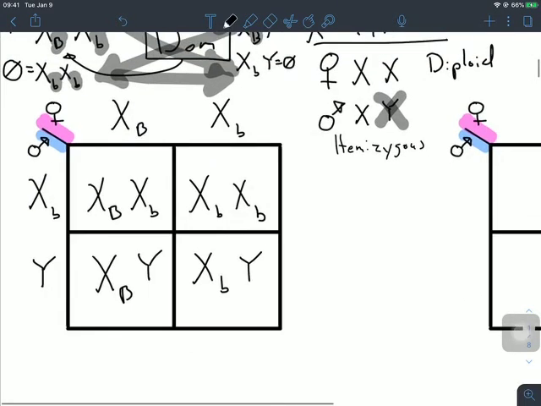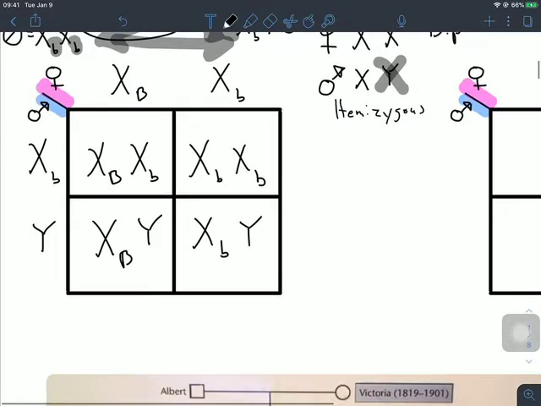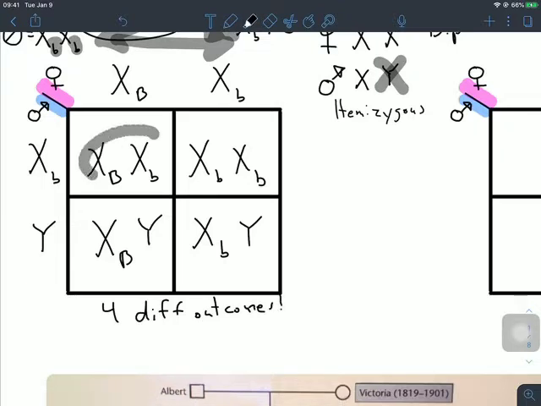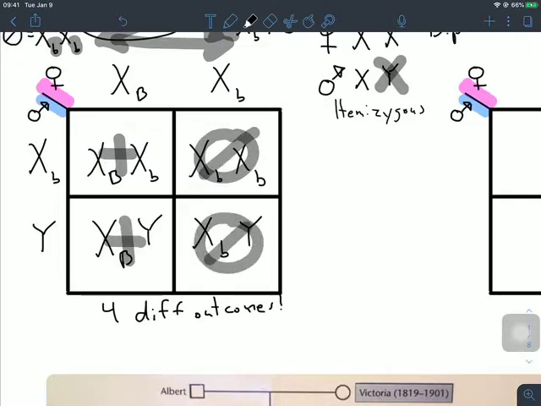So despite the fact that you're looking at one locus, the fact that this is X-linked means that you get 4 different outcomes. One affected female, non-affected female, affected male, non-affected male.